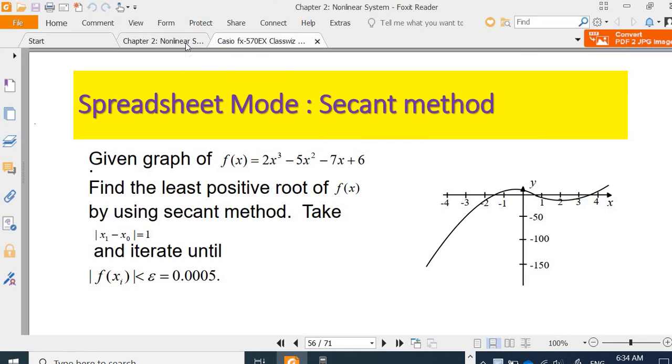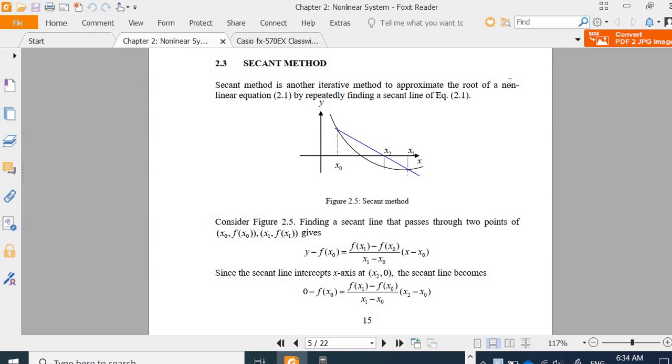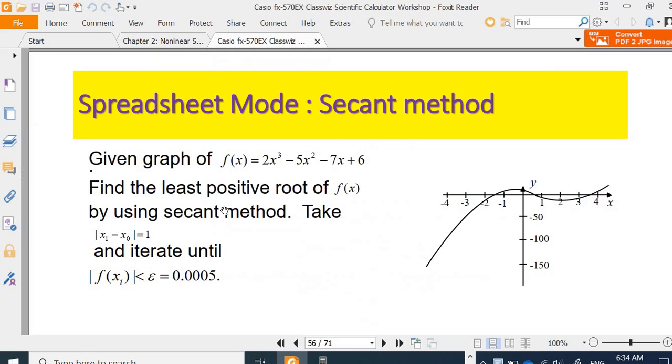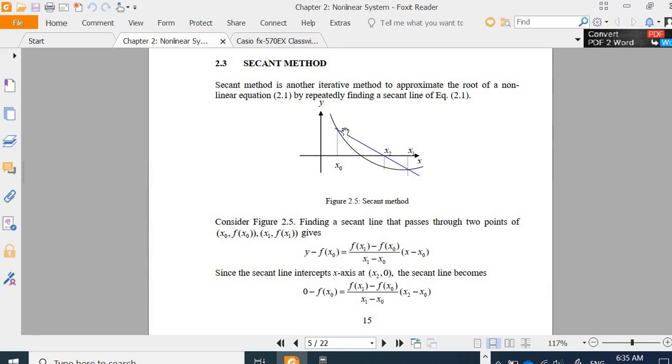First of all, let's revise what the secant method is. The secant method is an iterative method to approximate solutions of nonlinear equations, using the concept of the secant line. For example, you have this secant line, the blue one. The curve represents the nonlinear equation, and this straight line is a secant line through x0 and x1. We are going to approximate x2 using this secant line.